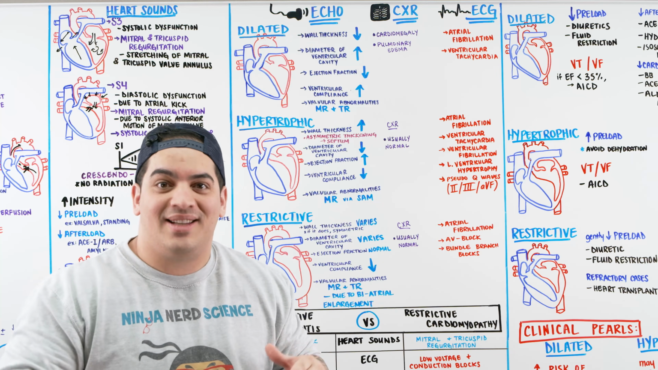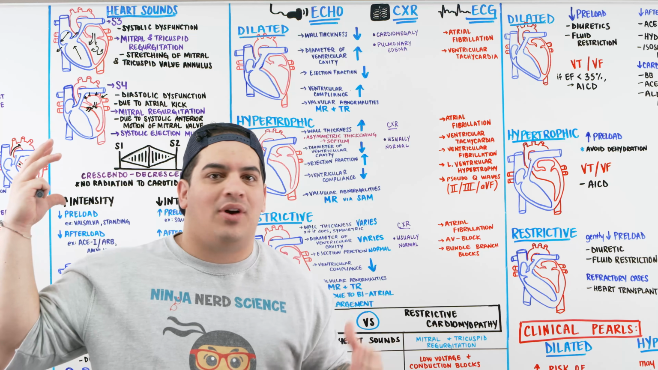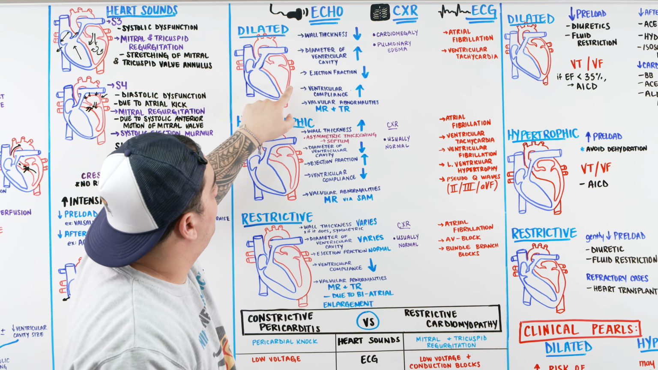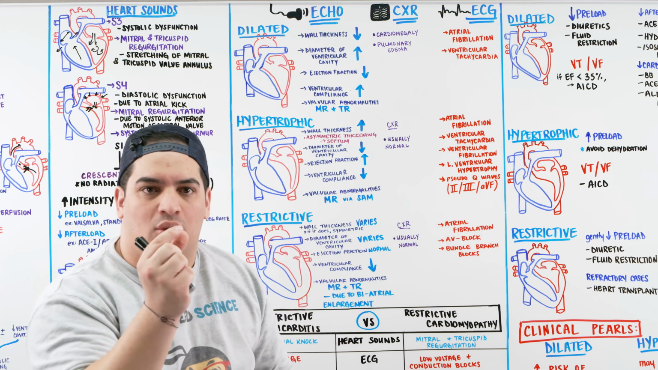So if we were to take a look at the echo for dilated cardiomyopathy, what would we see? It's very simple. Think about all the stuff that we've talked about to this point, right? What's going on with the ventricular thickness? Very, very thin ventricular walls.